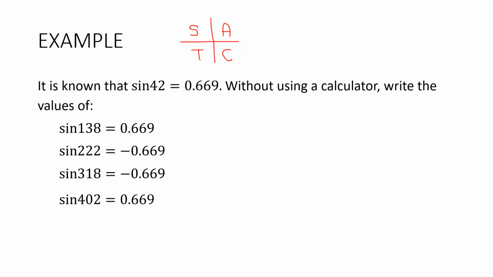Now just before we move on, it's really important that you use these boundaries properly. So it's 0 plus the angle, 180 minus, 180 plus, and then 360 minus. We never do the 90s or the 270s, for instance.